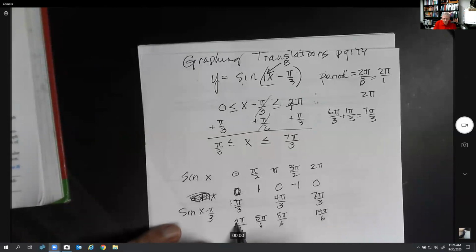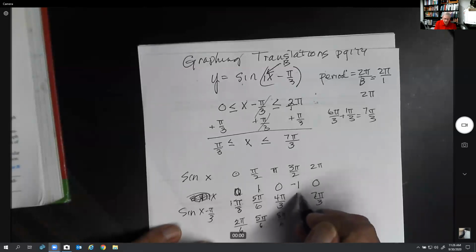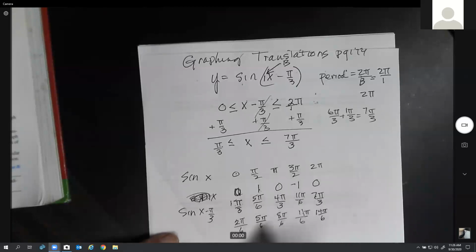So it looks like we're adding 3. 3 plus 2 is 5. 5 plus 3 is 8. 8 plus 3 is 11. 11 plus 3 is 14. So this is 5 pi over 6 and 11 pi over 6. I'm sorry. Using this as a guide to help us.